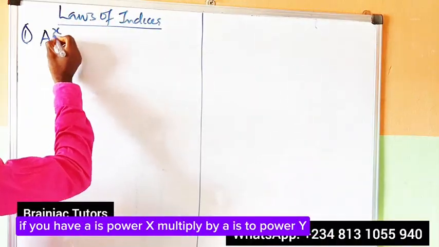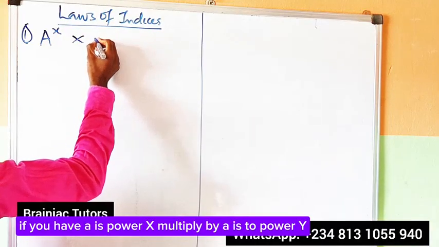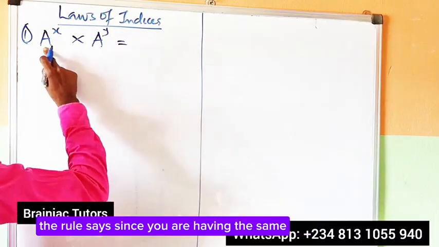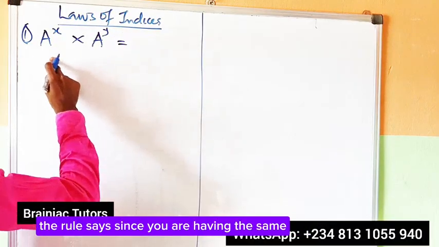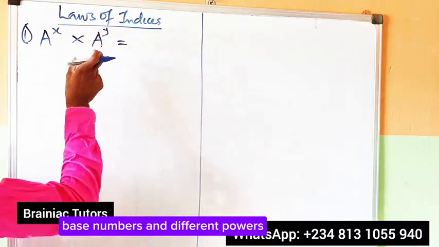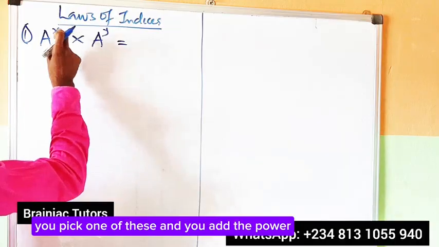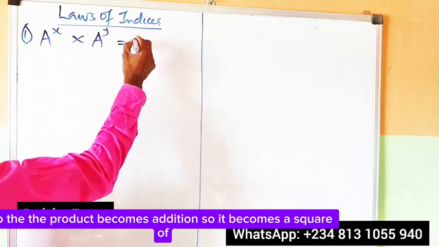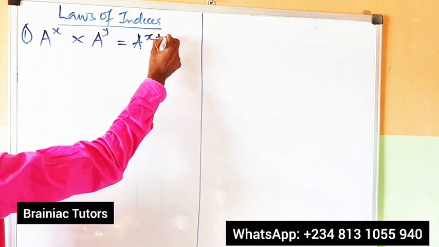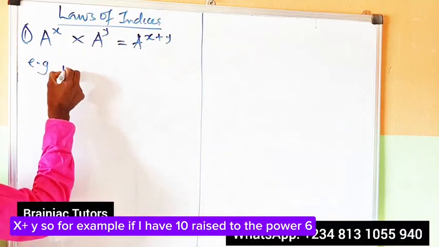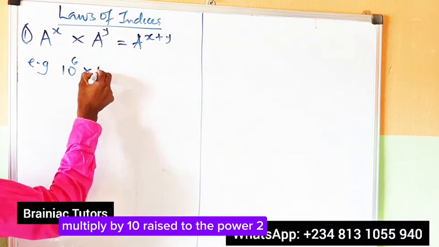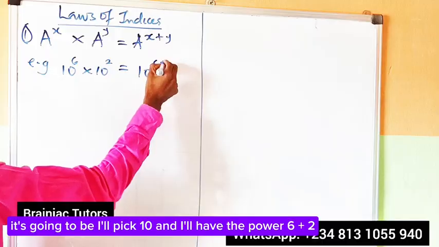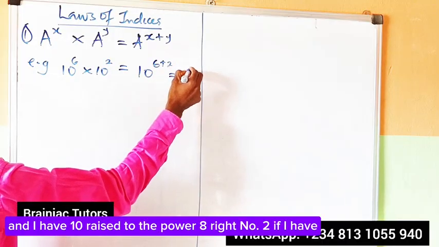If you have a raised to power x multiplied by a raised to power y, the rule says since you are having the same base numbers and different powers, you pick one of these and you add the power. So the product becomes addition. So it becomes a raised to power x plus y. So for example, if I have 10 raised to power 6 multiplied by 10 raised to power 2, I'll pick 10 and I'll add the power 6 plus 2, and I have 10 raised to power 8.